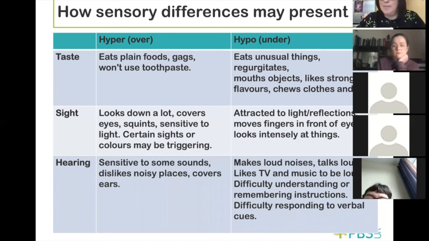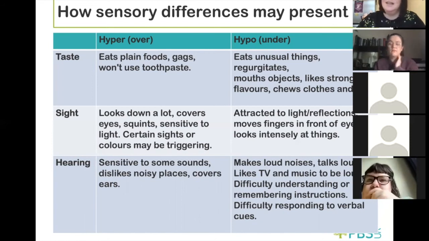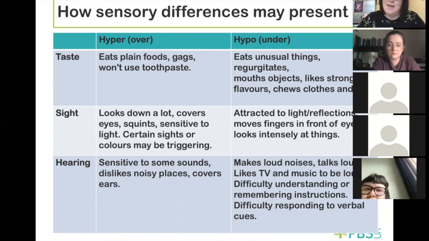They might find noisy places quite difficult. Whereas our undersensitive sensory seekers are going to be potentially making lots of loud noise. They might be talking loudly. They might want the TV and music on as loud as possible. They might be into some really thumping dance music, that kind of thing. They might have difficulty understanding or remembering instructions, and they might have difficulty responding to some of those verbal cues as well, because they're not necessarily taking it in the same way.